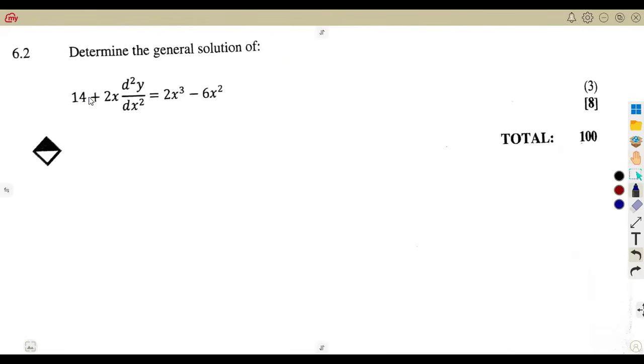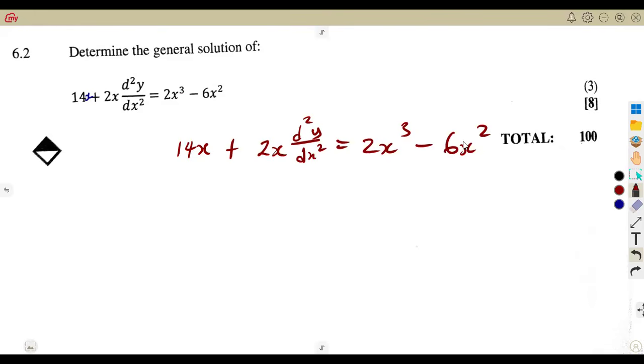This was supposed to be 14x, okay? They just made a mistake. It was supposed to be 14x plus 2x times the second derivative is equal to 2x cubed minus 6x squared. So we can even transpose this because we need to separate and remain with this one. We have to make this the subject.